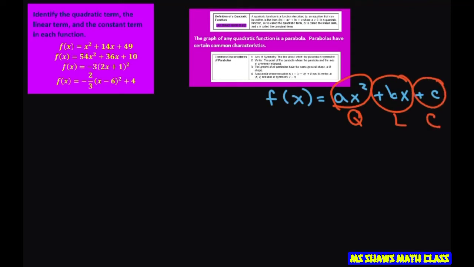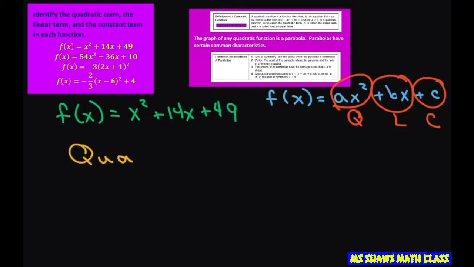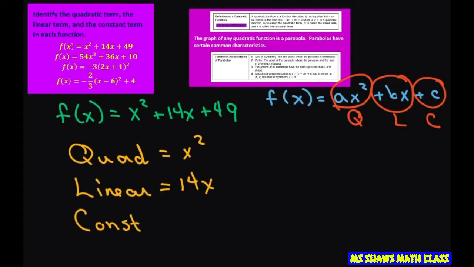So for our first one, what we have here is f of x equals x squared plus 14x plus 49. So our quadratic term equals x squared. Our linear term equals 14x. And our constant term equals 49.